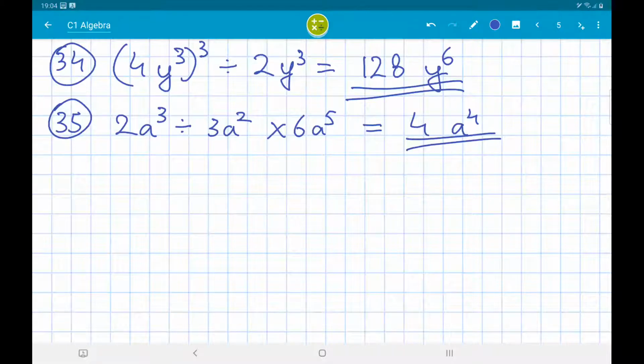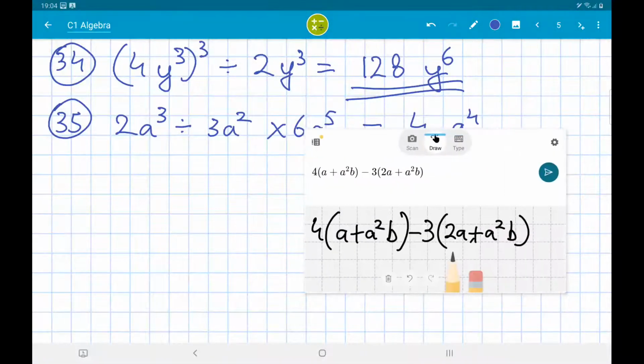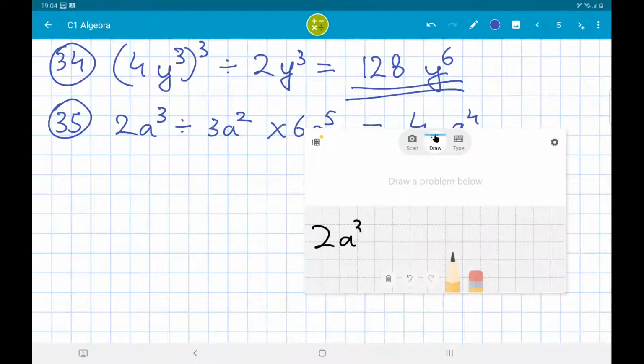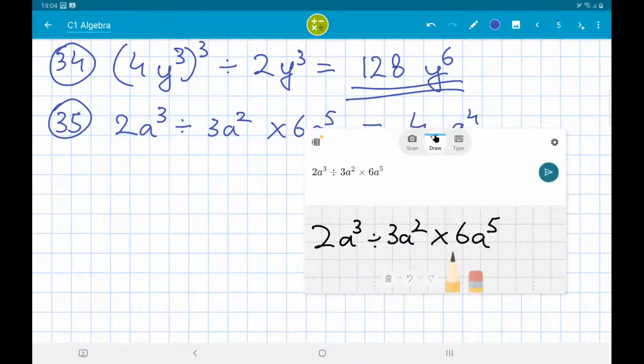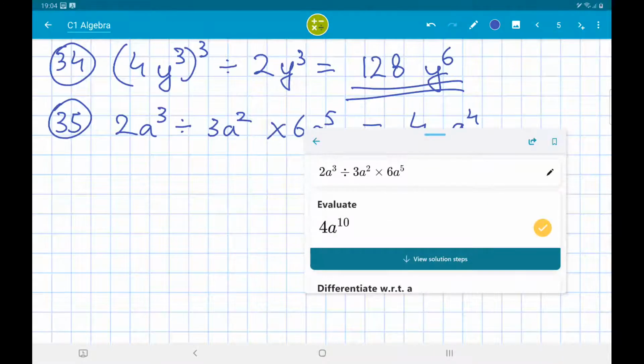I'm putting my money on that. Is that a bit too complicated? Yes. Let's find out the answer. Just delete all and do 2a cubed divided by 3a squared multiplied by 6a to the 5. Let's see what they come up with. Evaluate.